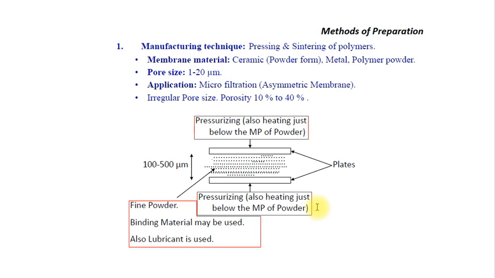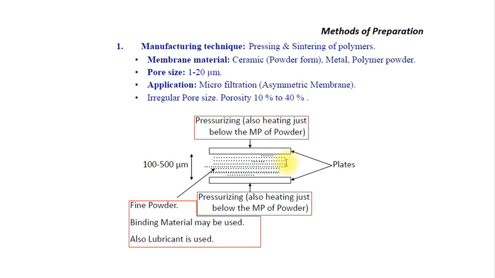So you will create a porous sheet by using the pressing and sintering method. This type of membrane has an irregular pore size. Irregular pore size means the pore size might be very small as well as very large. So you cannot make a homogeneous pore size by using this method. The porosity ranges from 10% to 40%, and the main application is the microfiltration membrane.